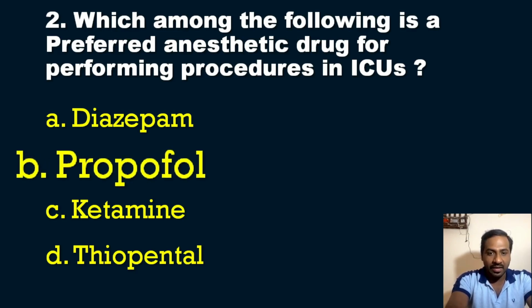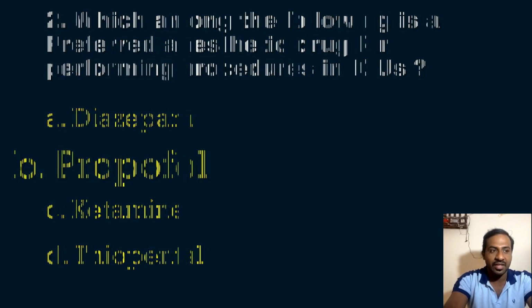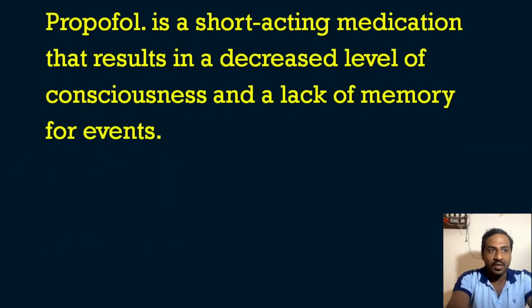So the answer is propofol. Propofol, you might have seen, is a white milky colored injection. Let us see the answer in detail. Propofol is a short-acting medication that results in a decreased level of consciousness and a lack of memory for events. That is very important because it is very short-acting, so if you are giving propofol, the patient will be out of the sedation or anesthesia within a short period of time. It will cause a decrease in the level of consciousness and a lack of memory of the events, which is what we require for small procedures in the ICUs.